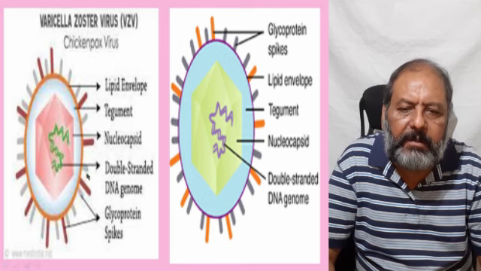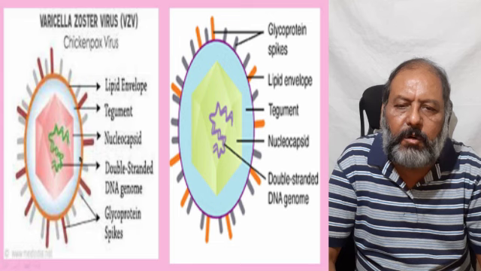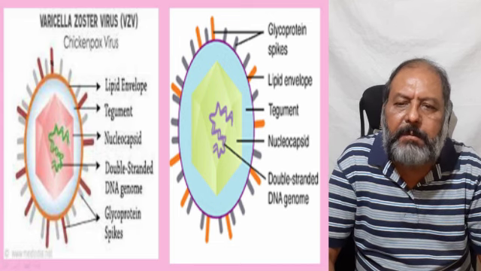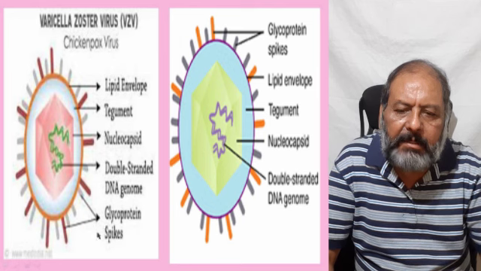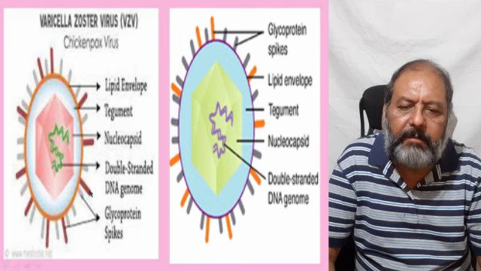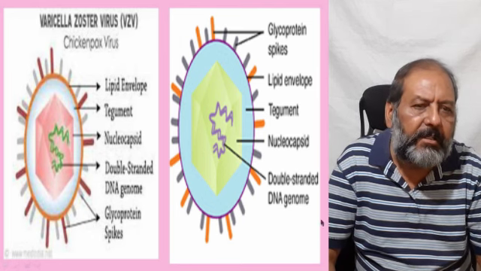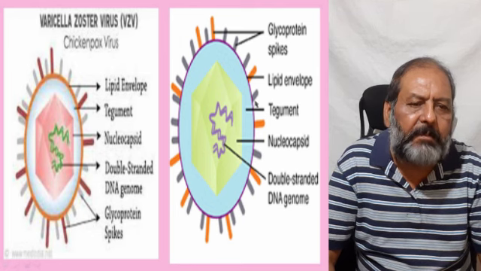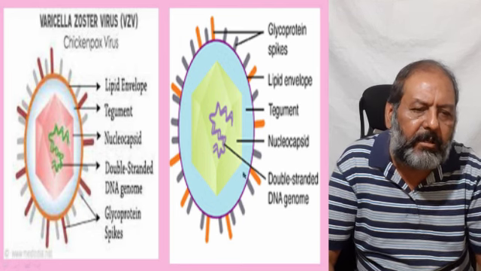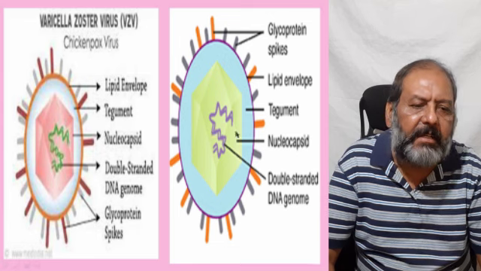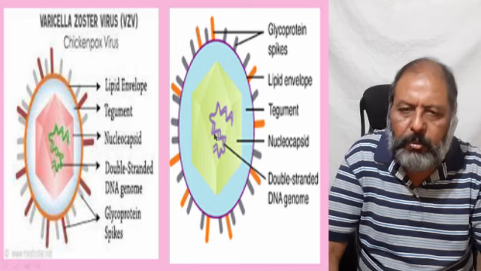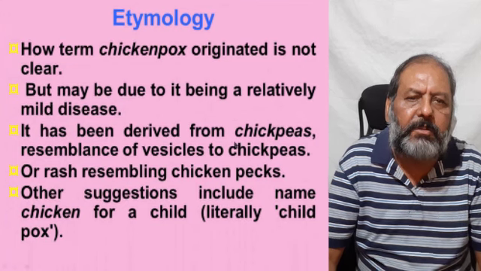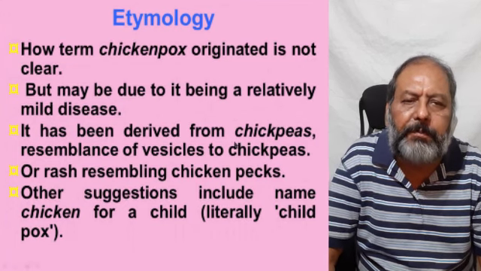It has a double-stranded DNA genome, then nucleocapsid, tegument, lipid envelope, and glycoprotein spikes by which it attaches. So here again one can see the glycoprotein spikes, lipid envelope, tegument, nucleocapsid, and double-stranded DNA genome. So this is the structure of the virus responsible for chickenpox.